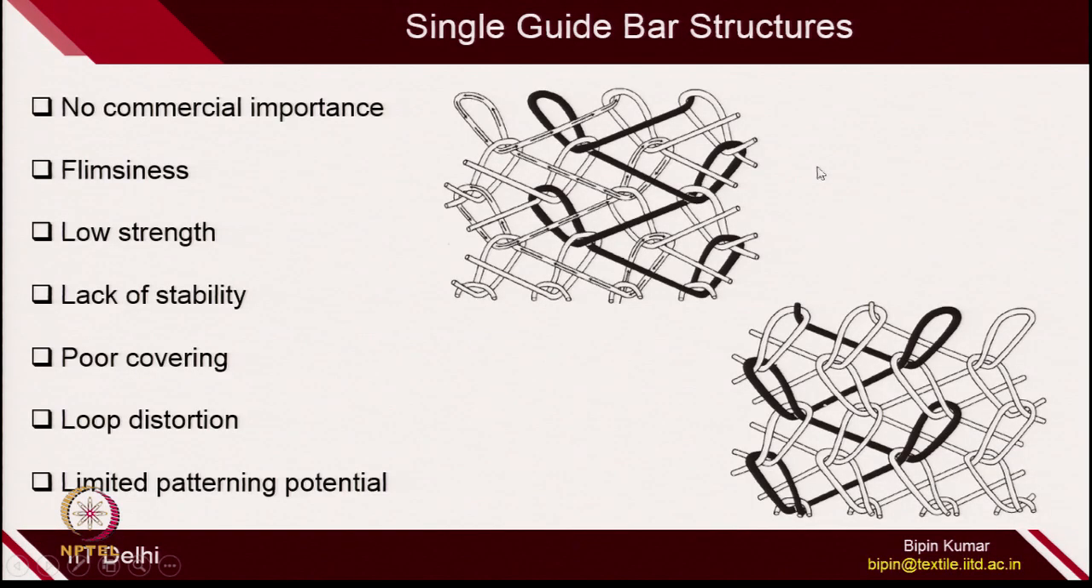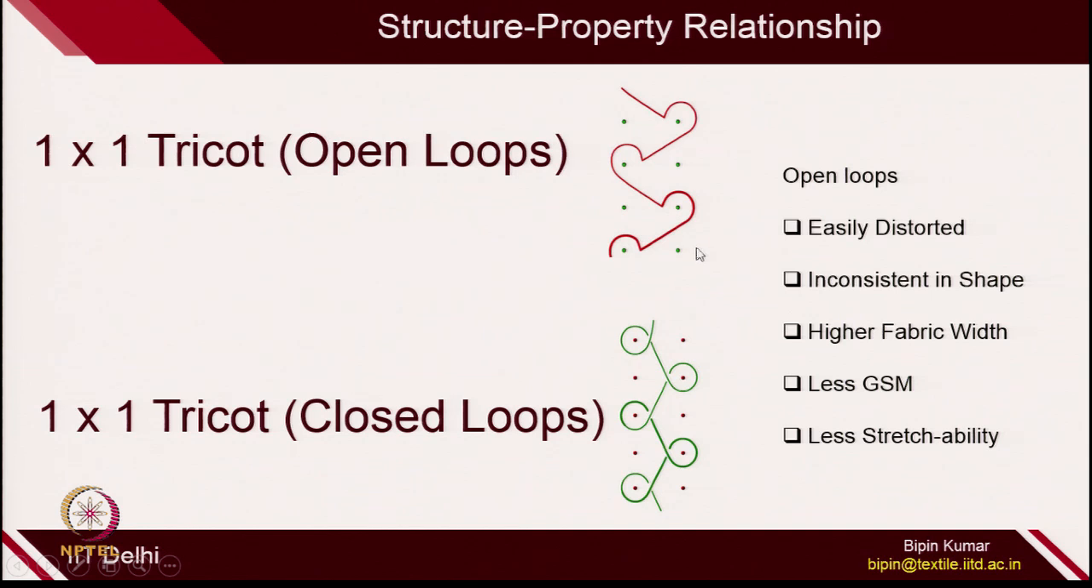Let us move to some of the important aspects. If you change the overlap and underlap directions, what will happen? You can get either open loops or closed loops, as I discussed in the previous class. Open loops are usually more distorted, you will not get proper shape of the loop, the fabric width will be higher because the loops are open, and you will get a more porous structure and lower GSM of the fabric. Also, open loops are comparatively less extensible compared to closed loops.